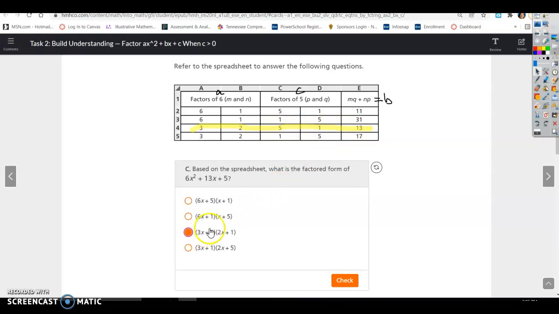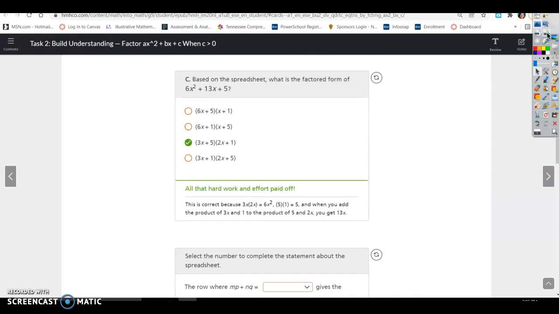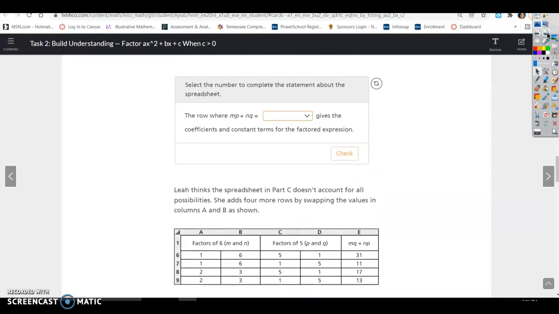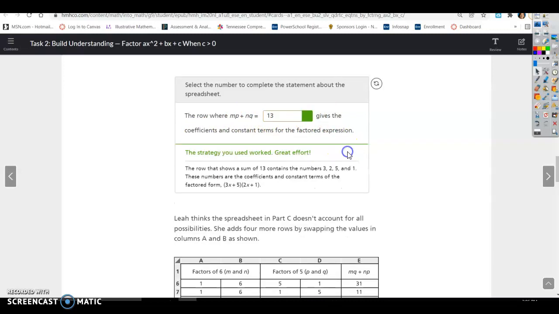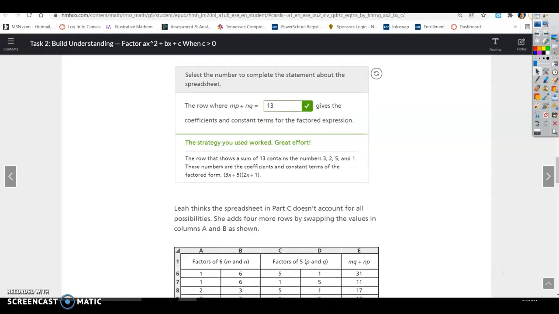So check it. 3x times 2x is 6x squared. 3x times 1 is 3x, plus 10x. 3 plus 10 is 13x, and 5 times 1 is 5. So that is correct when you check it. All right, now it says select the number to complete the statement about the spreadsheet. The rows where that equals 13, that's your B, gives the coefficient and constant terms for the factored expression. So that is true.